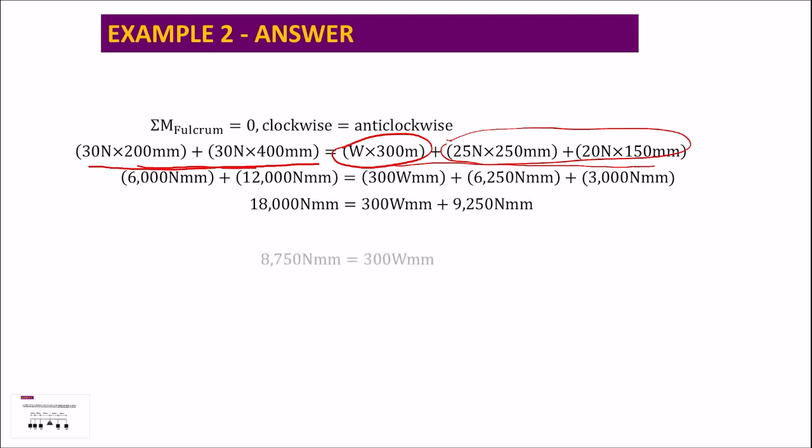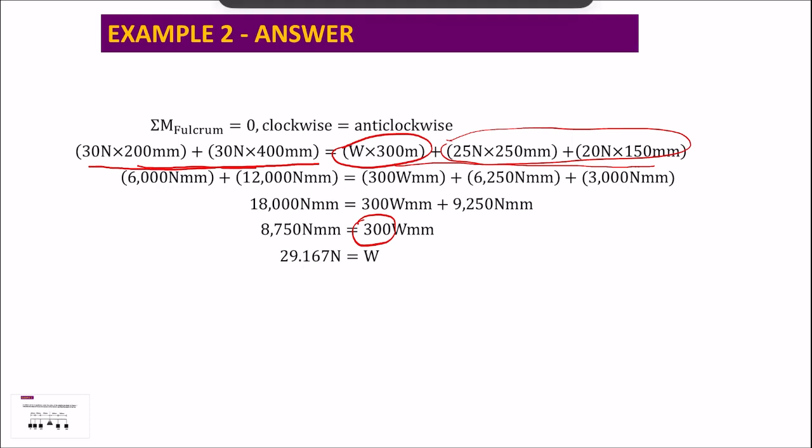And boleh tak you cari W? Boleh ya. So this is how you carilah 8,750 Newton mm bahagi dengan 300 dan you akan dapat W. Okay, pangkah-pangkah ni dan tinggallah Newton unit dia. Therefore, it is 29.167 Newton. That is the value of W kalau the system ataupun rod itu berada dalam state of equilibrium.